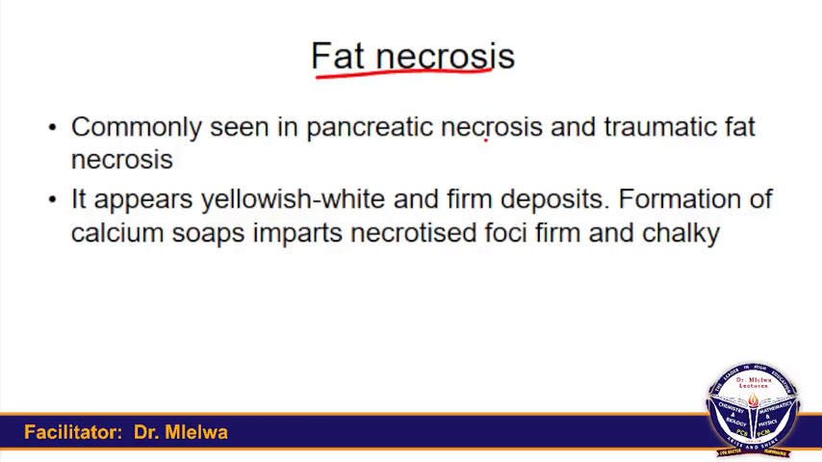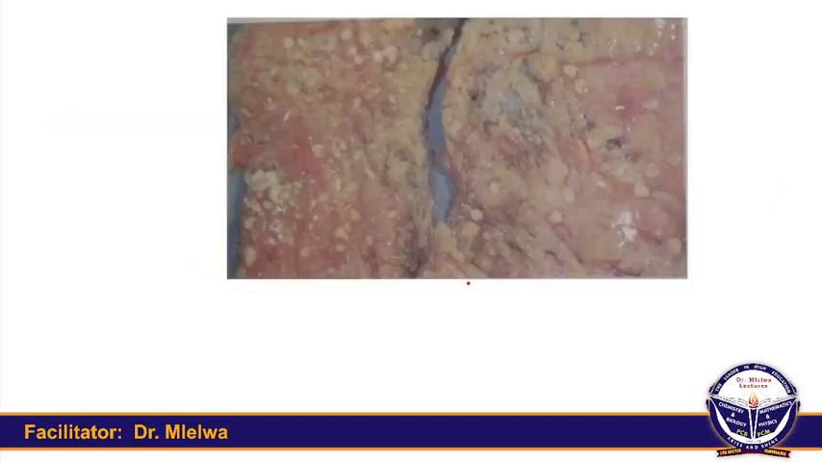Traumatic necrosis or traumatic cell injury, not only because an accident has occurred, but because of conditions that have occurred. So it appears as yellowish white and firm deposits, like a yellow color. Formation of calcium soaps imparts necrotized foci firm and chalky. It looks yellowish together with calcium soaps that have formed.